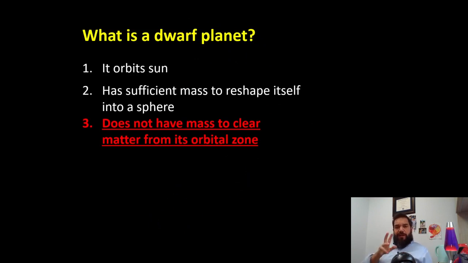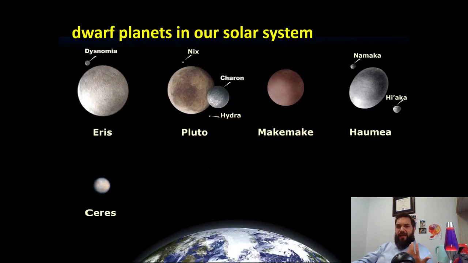Now, a dwarf planet. What is a dwarf planet? Like I said, it has sufficient mass to shape itself into a sphere, but doesn't have the mass to clear out its orbital zone. So if we allowed Pluto to be a planet, we would have to include a lot of other objects also as planets to be logical and consistent. So here are all the dwarf planets in our solar system. So it's not just Pluto. There are a lot of them.